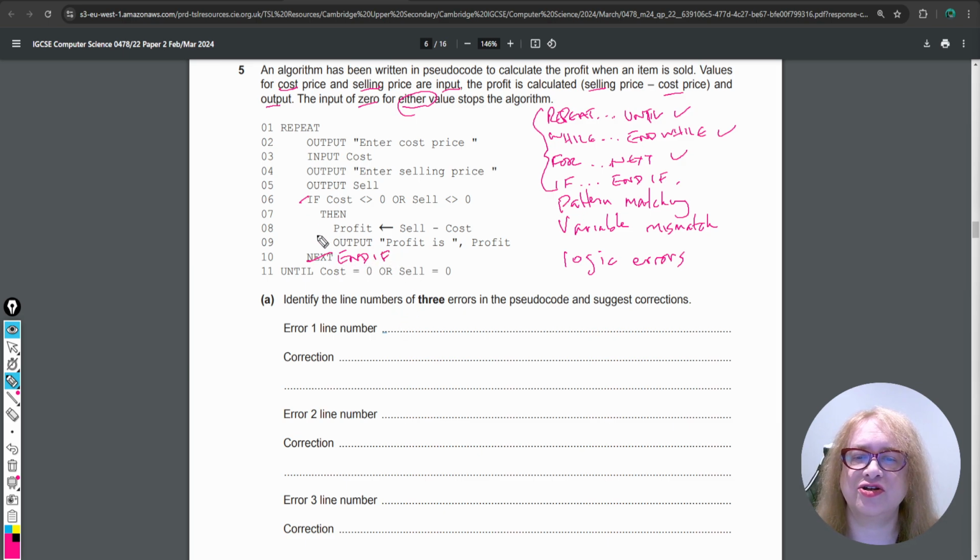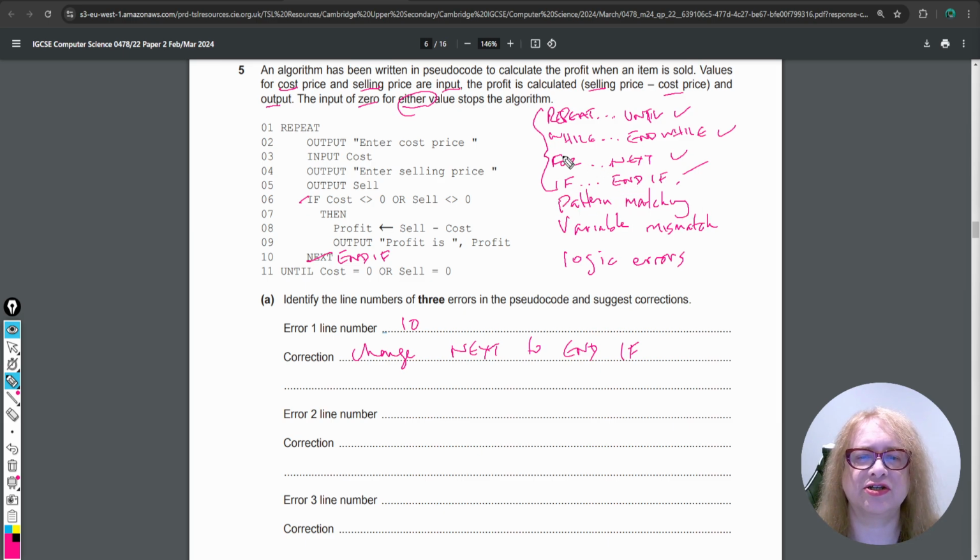So the issue is on line 10. And what do we need to do? We need to change next to end if. A relatively straightforward one. So that's our matching pairs dealt with. So what about pattern matching?